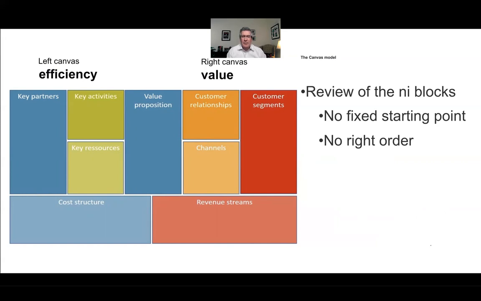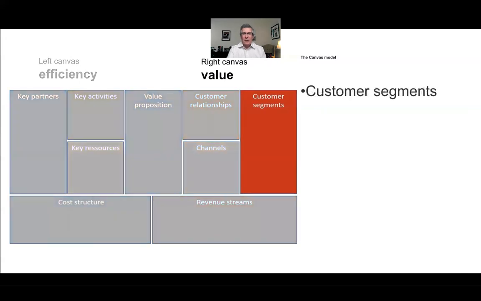Now, again, this gets back to the fact that this is a document that people make, they create their own way of using it. So some people start in different places. I like to start in the customer segment. I like to start with who's got the problem I'm trying to solve, or where's the gap in the market, or what trend am I looking at that I can take advantage of, and who are the customers in that market. So this is where we dive deep into the customer segment.